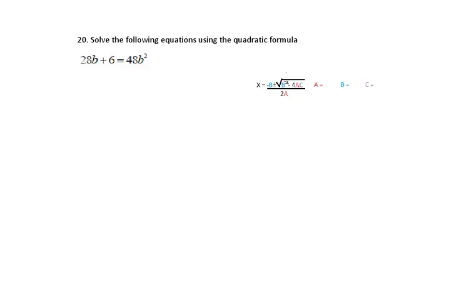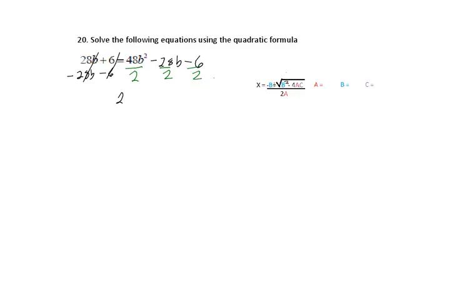All right, number 20. So first of all, quadratic formula only works if everybody's on the same side. So that means 28b and 6 have to move. No problem. Just do minus 28b and minus 6, like so. But there's more. Notice how they're all even, so you can divide everybody by 2. Makes things a little bit easier.